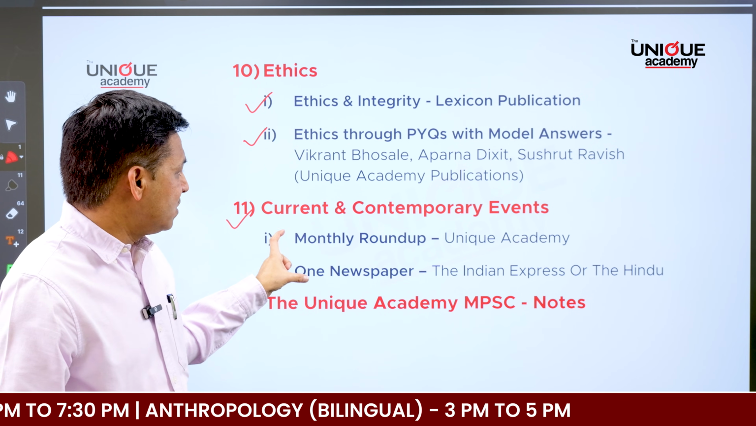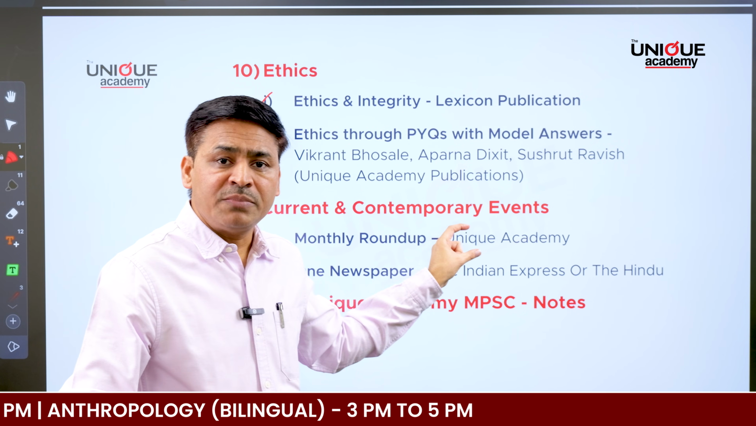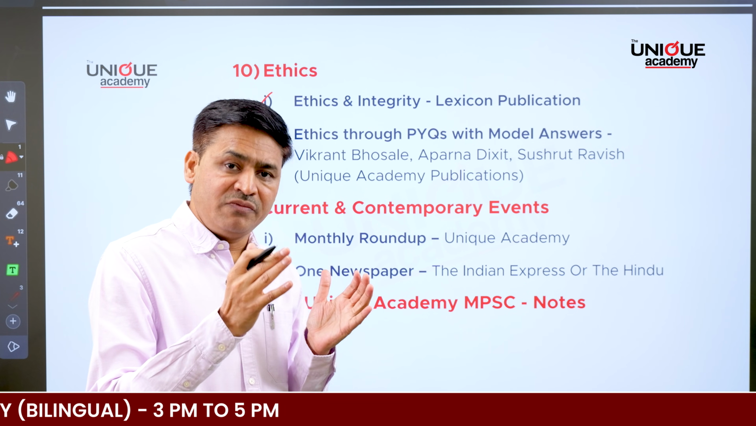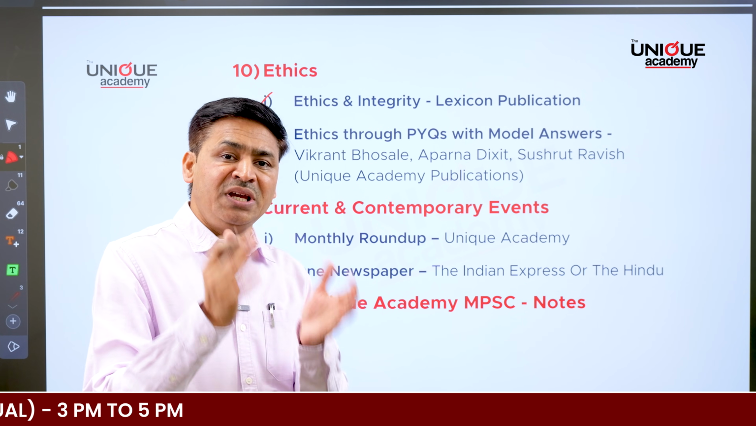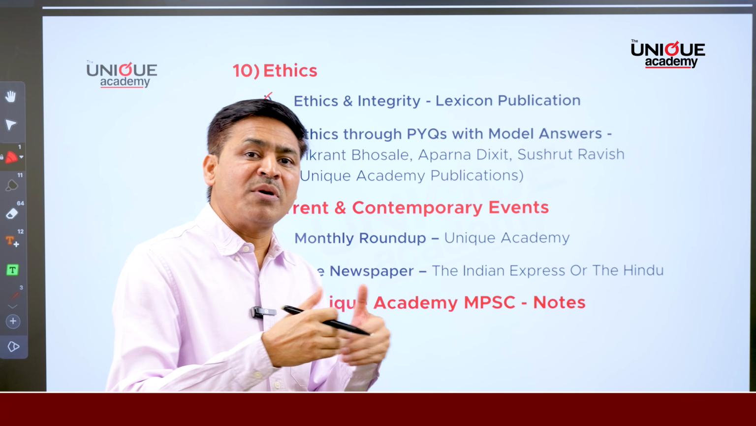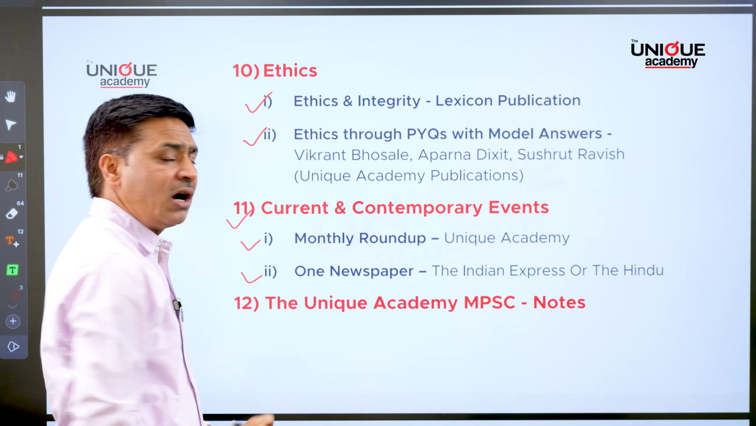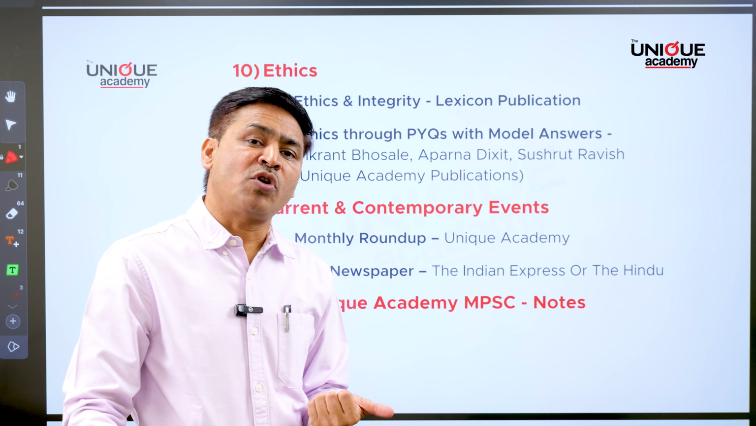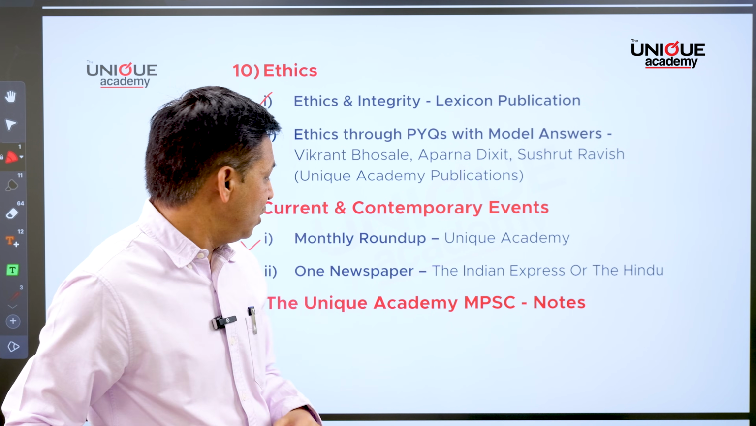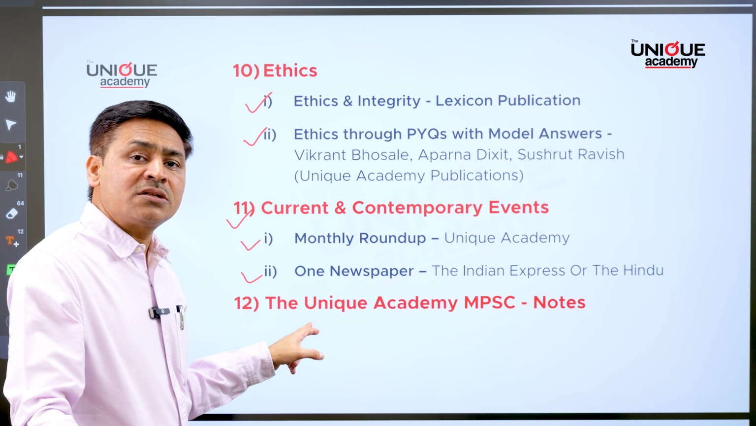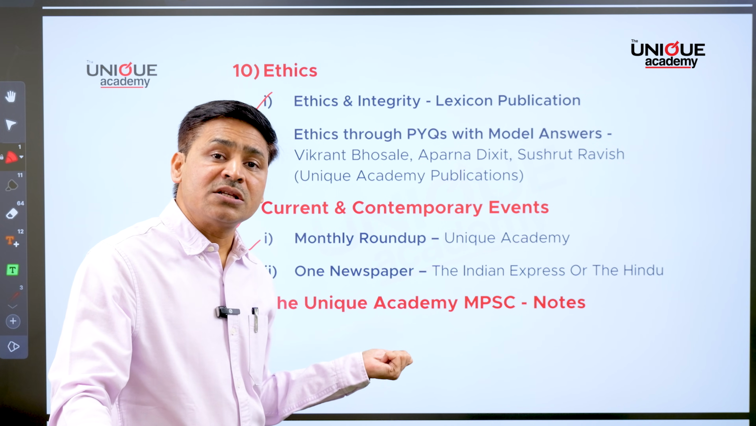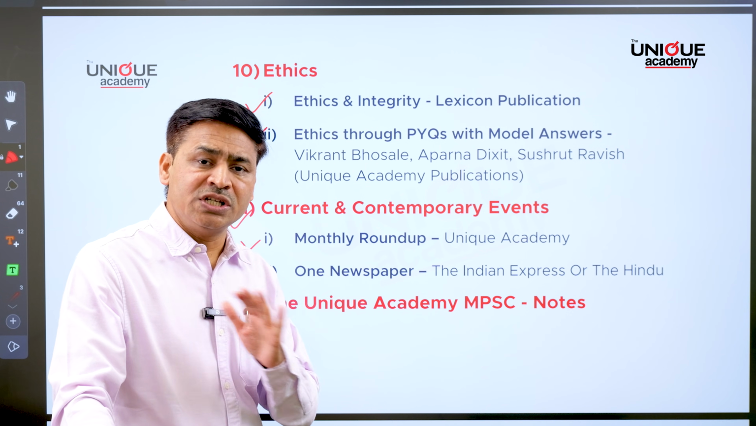Now what you can do is, you can refer to the monthly roundup published by Unique Academy, comprising current contemporary events prepared for the mains examination, which is published in the form of the monthly roundup. And then on your own, you can make it a point to follow one newspaper, maybe either the Indian Express or preferably the Hindu. Last but not the least, we as an institution have published the Unique Academy class notes comprising all GS papers.